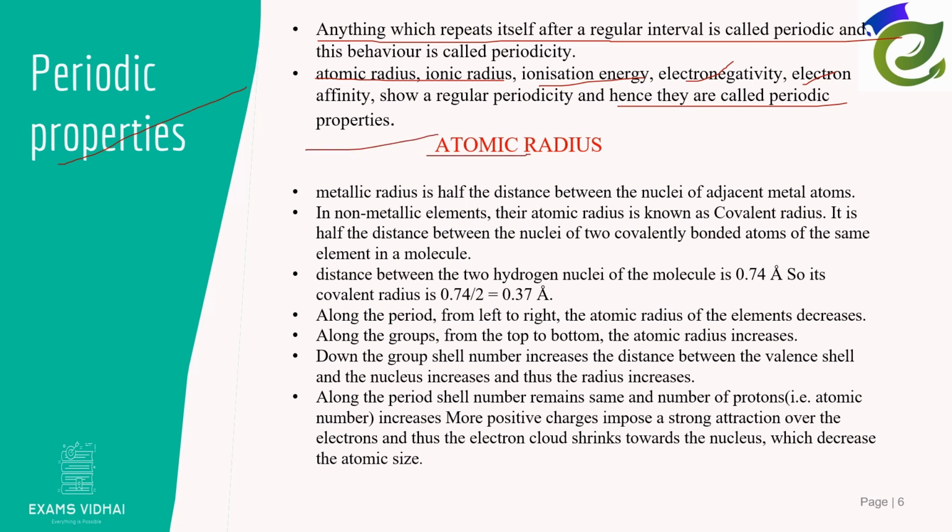Atomic radius. Atomic radius is half of the distance between the nuclei of adjacent metallic atoms. In non-metallic elements, the atomic radius is known as covalent radius. It is half of the distance between the nuclei of two covalently bonded atoms of the same element. The difference is that metallic radius is for adjacent metallic atoms, whereas in non-metallic elements it is for the same element in a molecule.